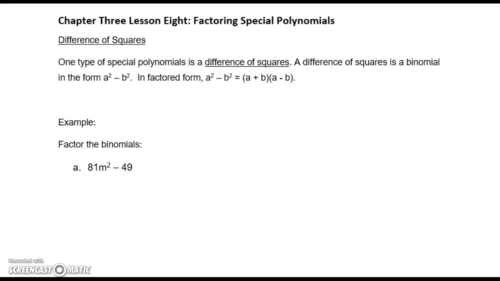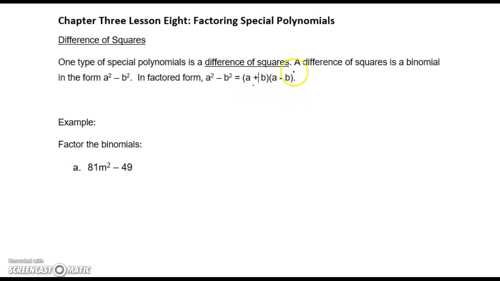In this video, we're going to look at Lesson 8 from Chapter 3, which is looking at factoring special polynomials. Specifically, we're going to look at factoring using a difference of squares. A difference of squares is a binomial in the form of a squared minus b squared. Essentially, we have a perfect square and we are subtracting another perfect square. The factored form of a difference of squares is a plus b times a minus b.